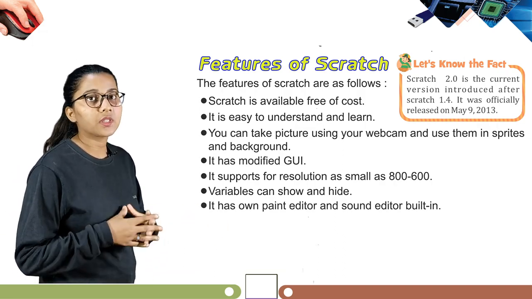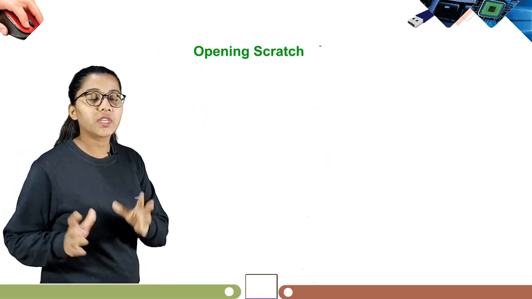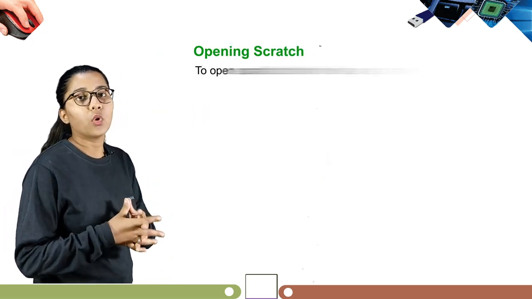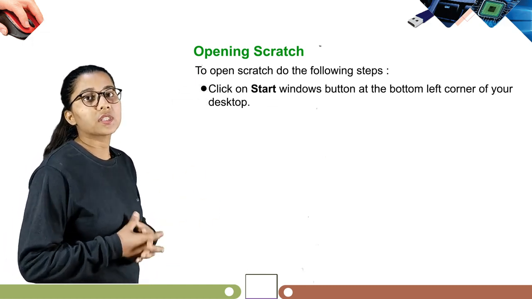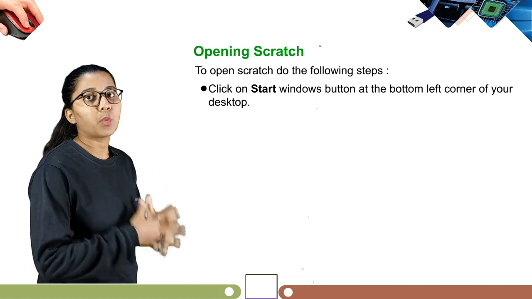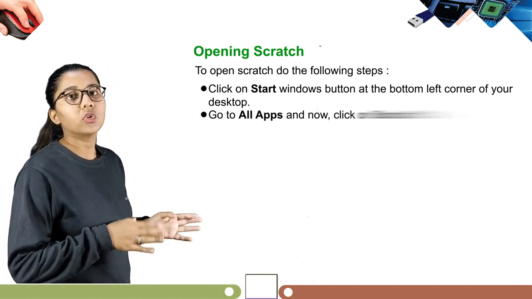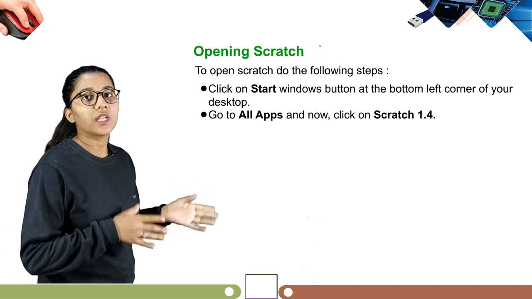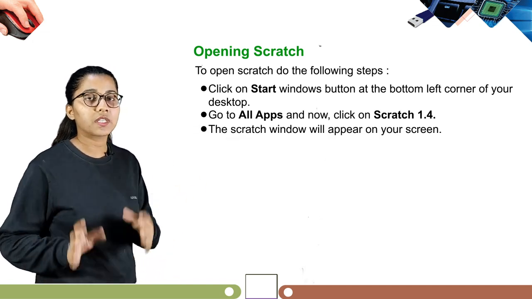Now students, our next topic is opening Scratch. How will you open Scratch? Let's learn about it. To open Scratch, do the following steps. First, click on the Start Windows button at the bottom left corner of your desktop. Then go to All Apps and click on Scratch 1.4. The Scratch window will appear on your screen.